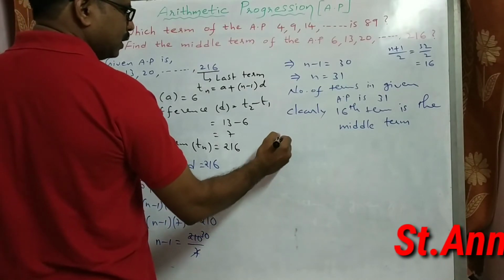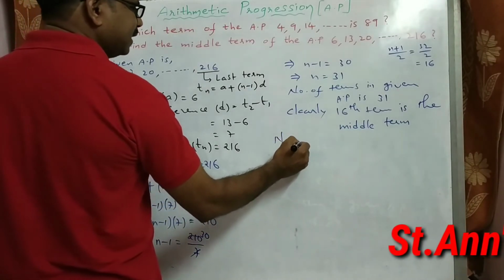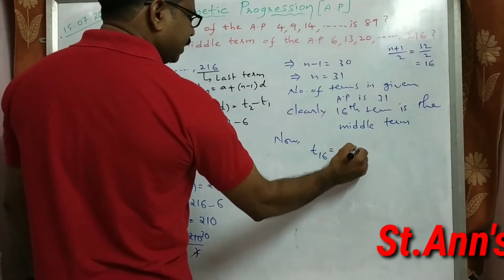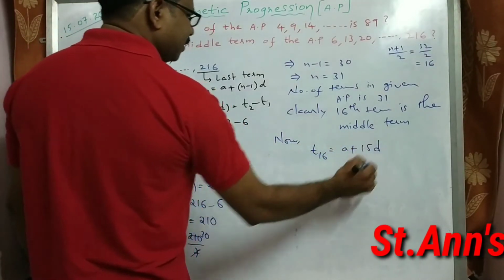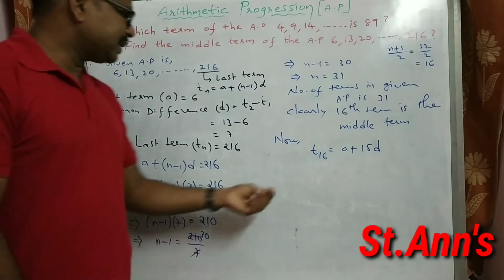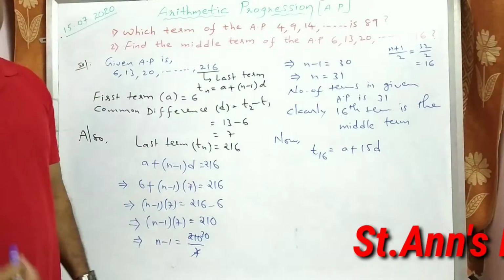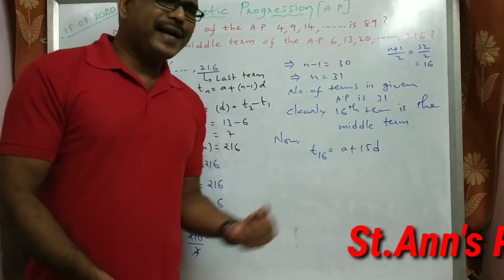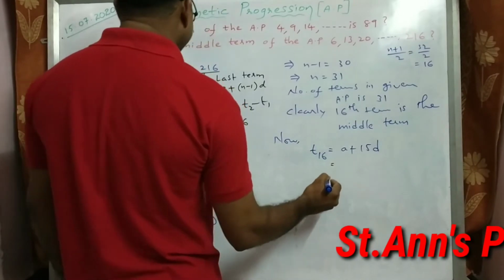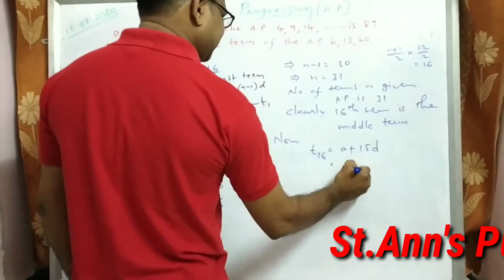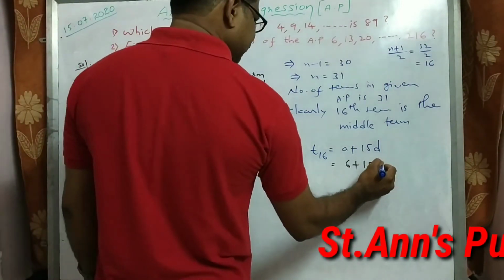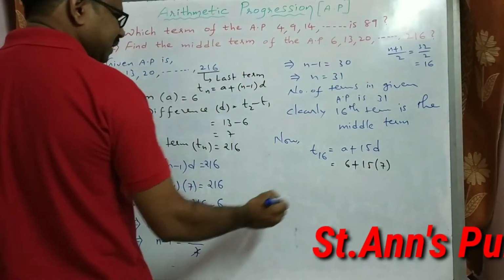So now I want to find the 16th term, that means T16. I told you, it is A plus 15D. What is the 16th term of an AP? A plus 16 minus 1 into D, so 15D. Okay? So what is A here? 6 plus 15 into D. What is the D value? 7. The common difference is 7.